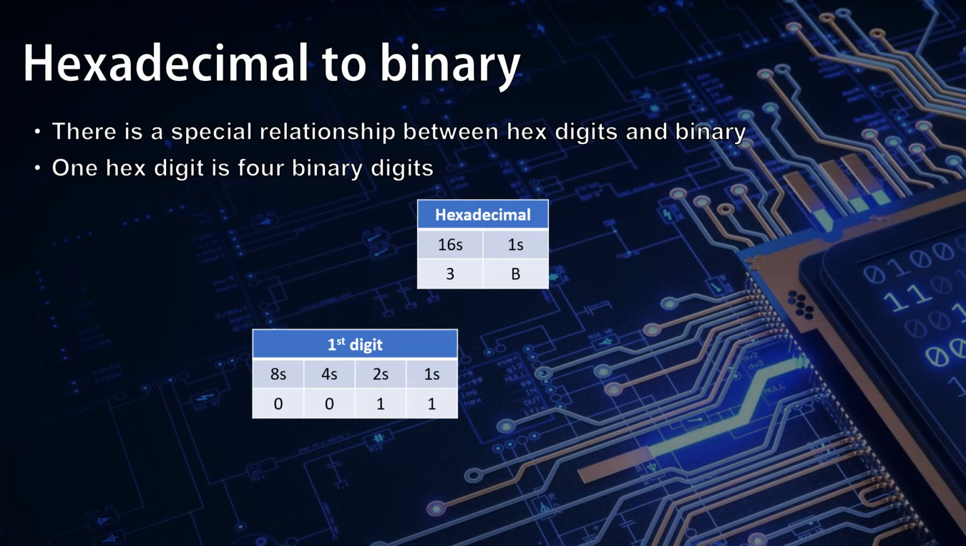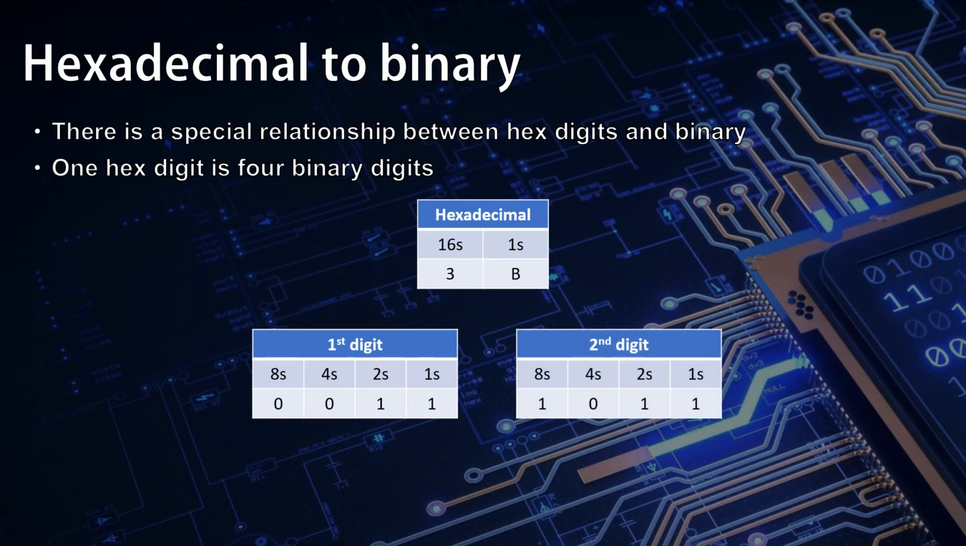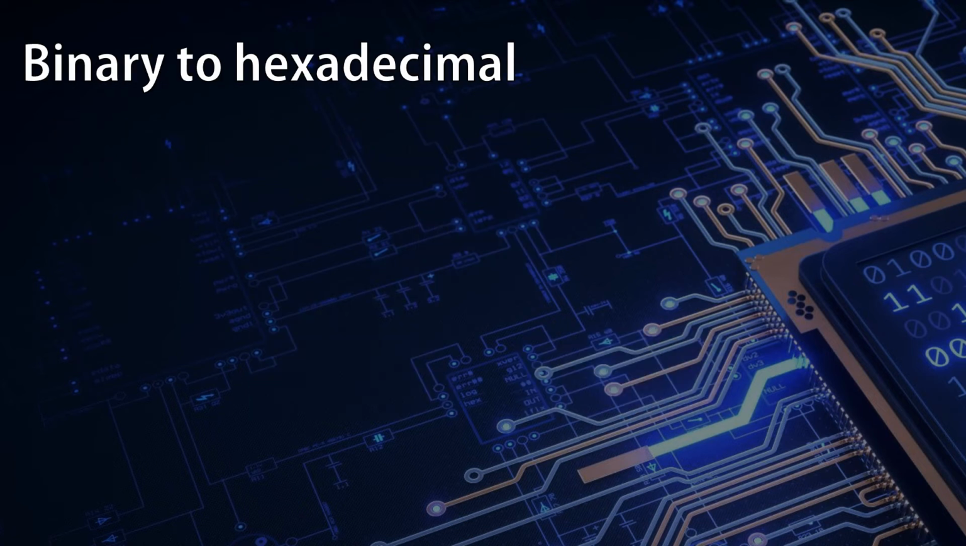B is equivalent to 11, so when we try to represent that, it's 1 in the 8's column, 0 in the 4's, 1 in the 2's, and 1 in the 1's. So 3B in hexadecimal would be 00111011 in binary. This same knowledge also lets us easily convert from binary to hexadecimal.